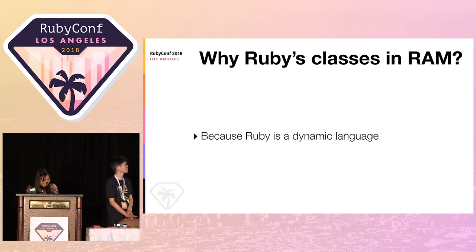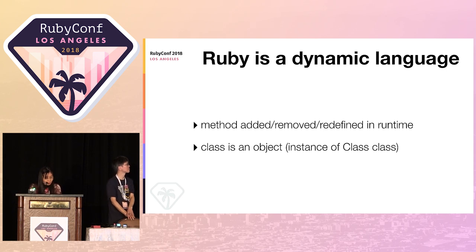On the other hand, in other object-oriented languages, such as C++ and MicroPython, this does not seem to happen. Classes and method definitions can be placed in ROM. Why is there such a difference? That's because Ruby is a very dynamic language. As we all know, the characteristic of Ruby is being dynamic. In Ruby, even in standard classes, methods can be added, deleted, and redefined. The Ruby class is also an ordinary object, called an instance of the class. This wonderful feature of Ruby has become a serious problem in using Ruby on microcontrollers.